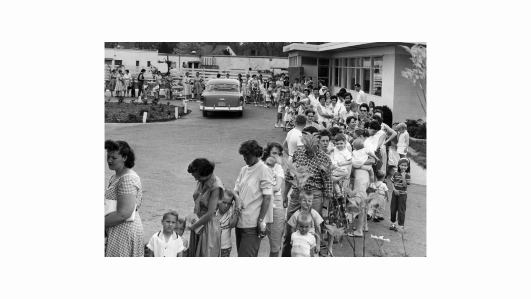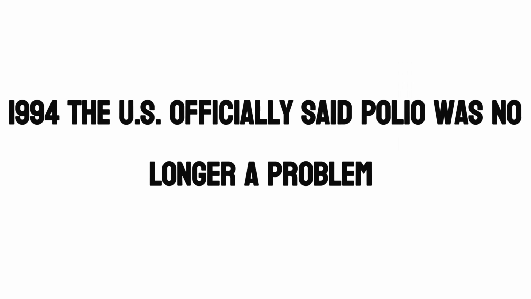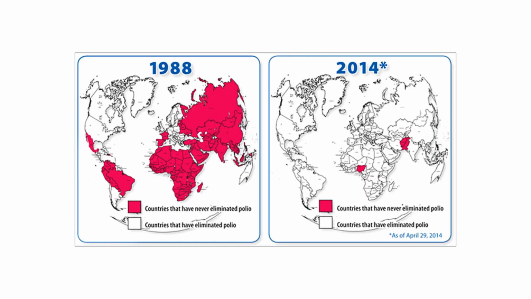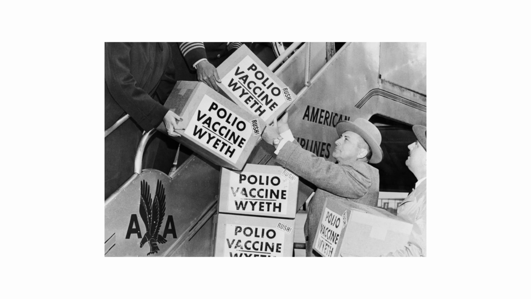The last natural case of polio in the U.S. was in 1979. In 1994, the U.S. officially said polio was no longer a problem. But sometimes there are still a few polio cases in the U.S., mostly from people traveling from other countries where polio is still around. If not enough people get vaccinated, polio could return in the U.S.